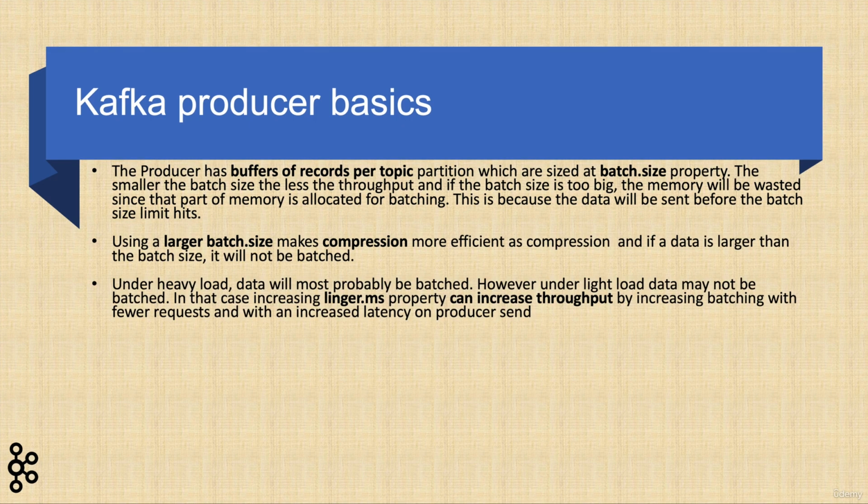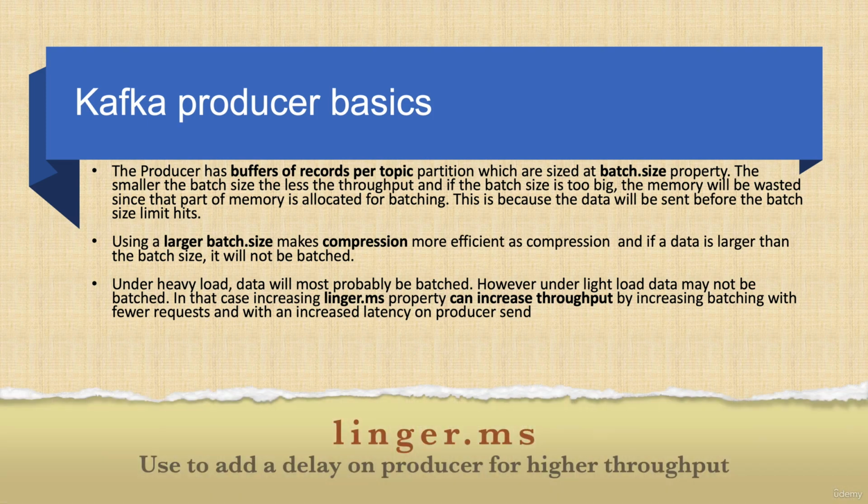Under heavy load, batching will probably be in place. However, in a light load, data may not be batched until the batch size limit hits, because there is also a timeout that the producer can wait before sending the data. In this case, there is still an option to help us increase the batching on the producer side. We can use the linger.ms property for this.